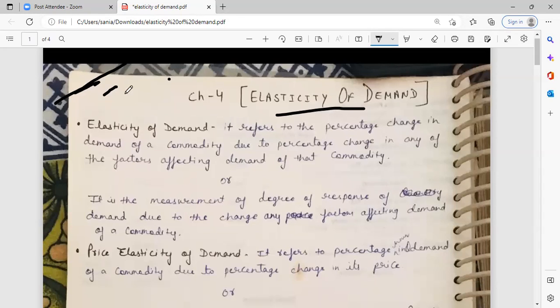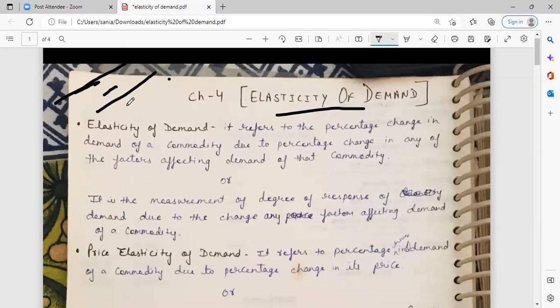See, this was your rubber band, right? When you stretched it, now it became here. So from here to here, this is a change in size, right? So similarly, elasticity of demand refers to percentage change in demand of a commodity due to percentage change in any of the factors affecting demand of the commodity. So basically, there are so many factors that affect the demand of the commodity, right?